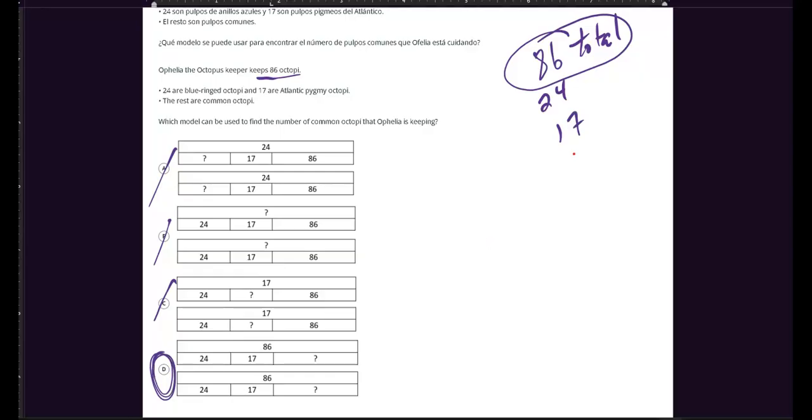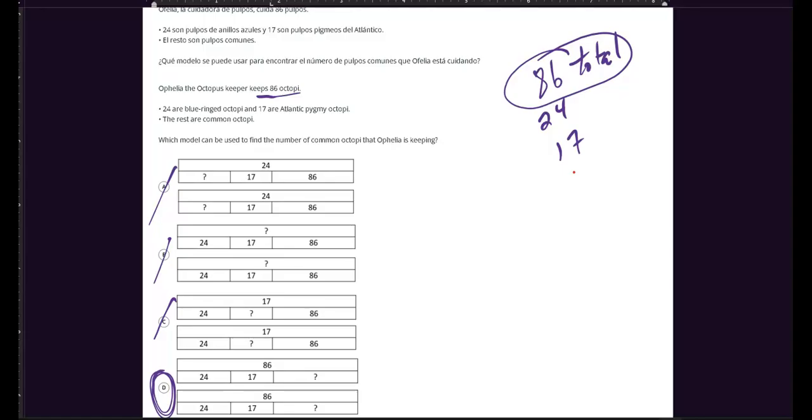So you really didn't have to do much there. You just use the clues. Okay. All right. Now that you're done with the DOL, you will continue with your playlist until it is science time.